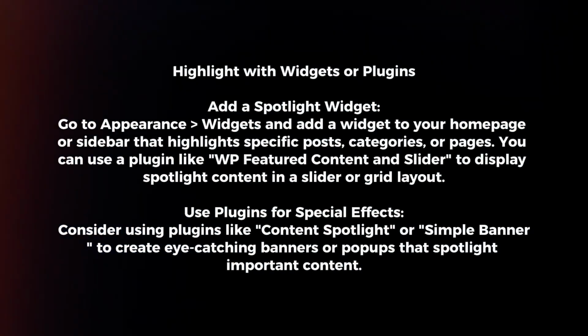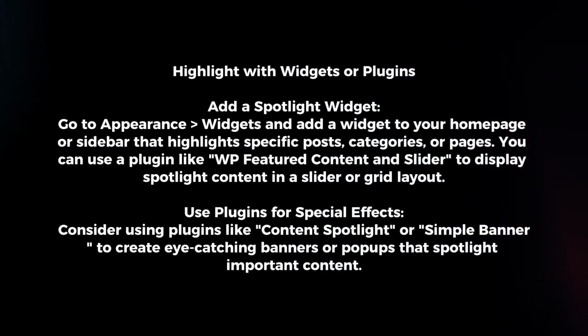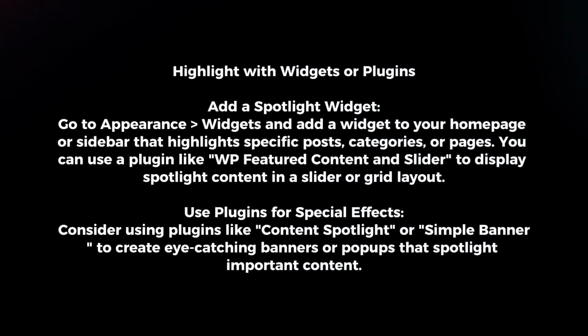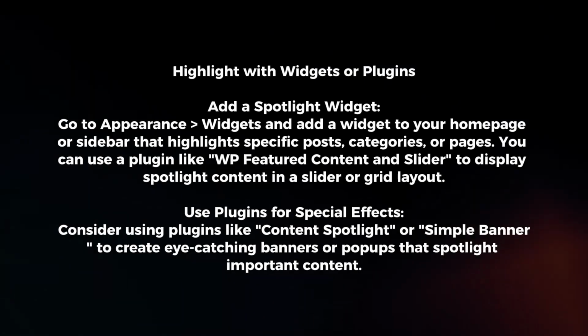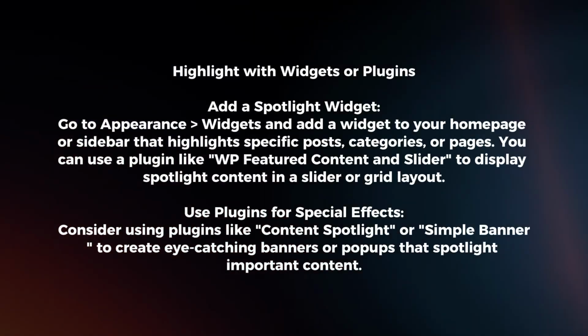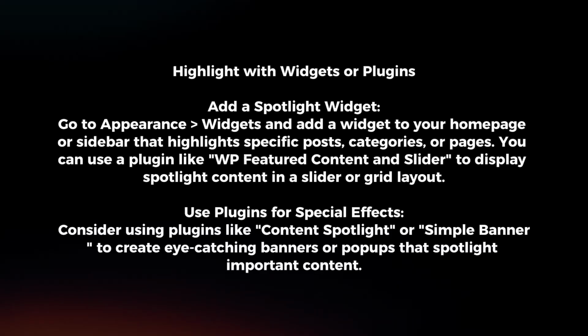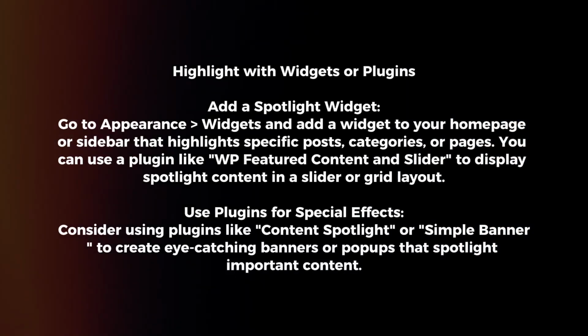Highlight with widgets or plugins. Add the Spotlight widget. Go to Appearance, Widgets, and add the widget to your homepage or sidebar that highlights specific posts, categories, or pages. You can use a plugin like WP Featured Content and Slider to display spotlight content in a slider or grid layout.